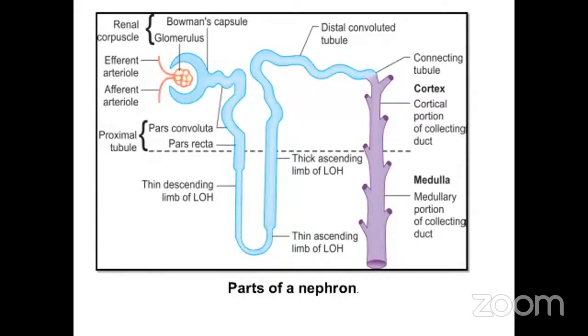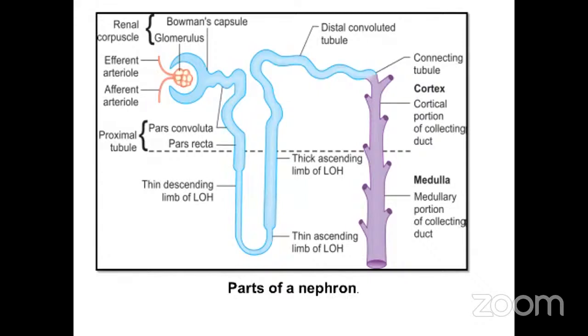The filtrate is transported from the Bowman's capsule to the proximal convoluted tubule. So this is the first part of the nephron, the renal corpuscle. The second part is the proximal convoluted tubule.